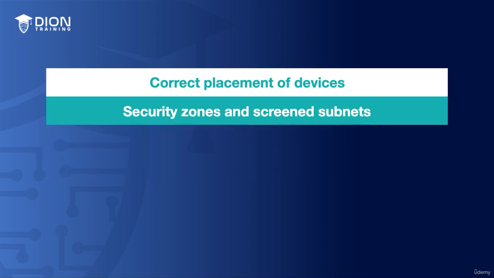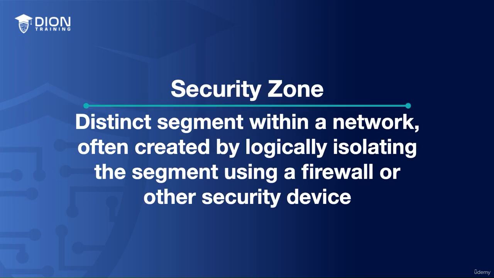Second, we need to consider how we're going to configure security zones and screen subnets in our network architecture. Now, a security zone is a distinct segment within a network, often created by logically isolating the segment using a firewall or other security device.